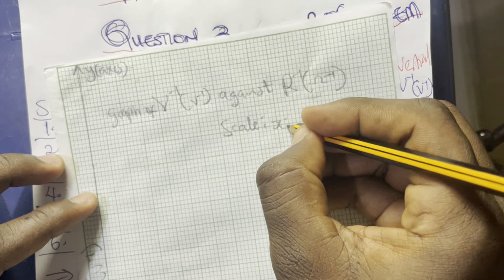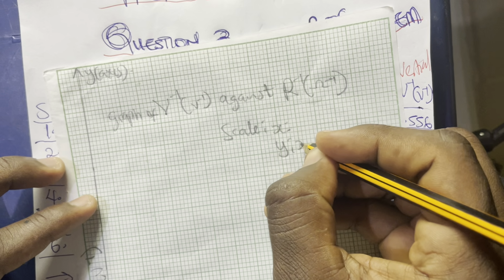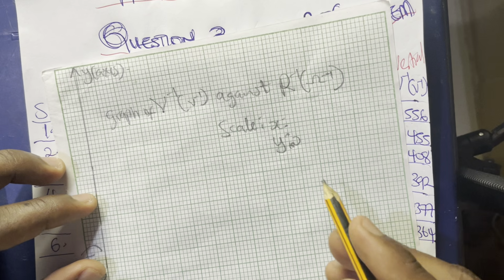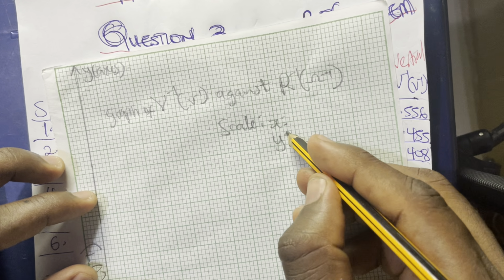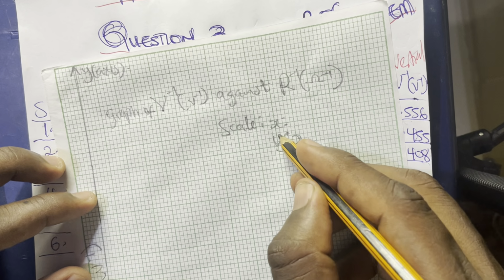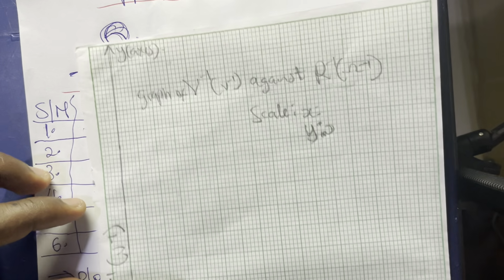So the scale is for the x-axis and the y-axis. Oh, sorry, I shouldn't write this, it's a mistake. All right.